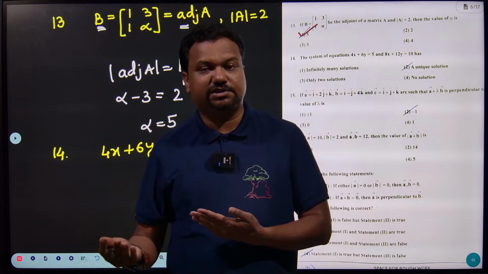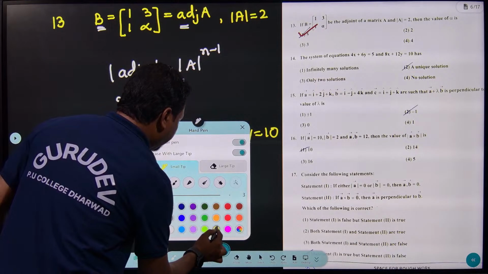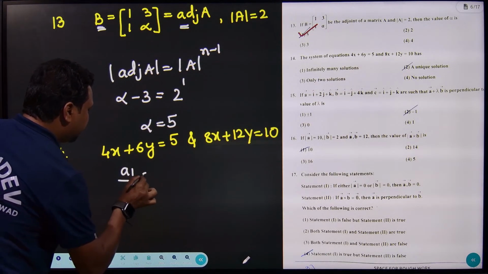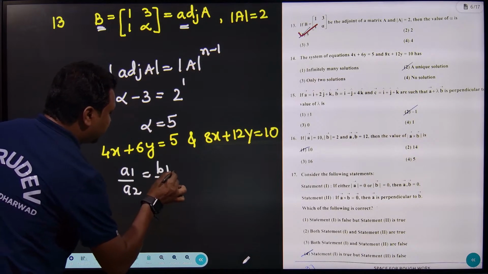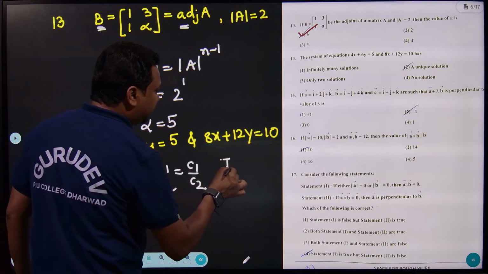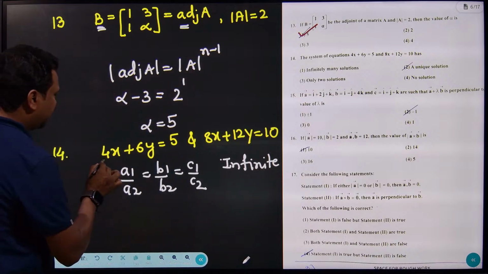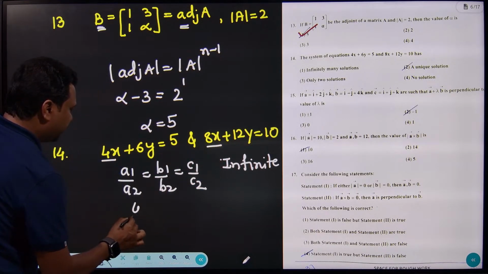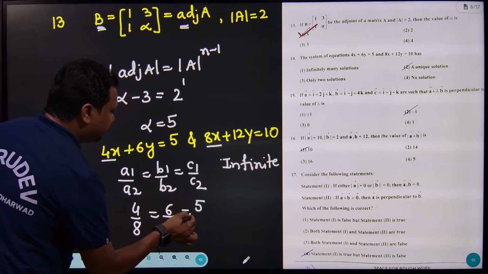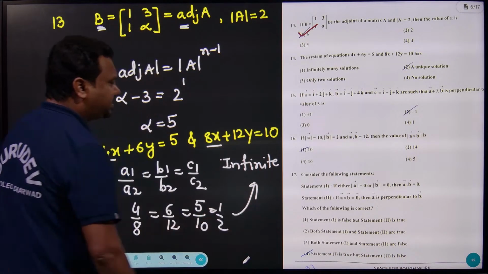If you are from CBSE, definitely you have to recall this identity, because we have studied one relation. What is that relation? If A1 by A2 is equal to B1 by B2 is equal to C1 by C2, if all are in the same proportion, then there exist infinite solutions. So let us verify. X coefficient, 4 divided by 8. Y coefficient, 6 divided by 12. Constant ratio, 5 divided by 10. 1 by 2, 1 by 2, 1 by 2. All are equal to 1 by 2. Hence, there exist infinite solutions.